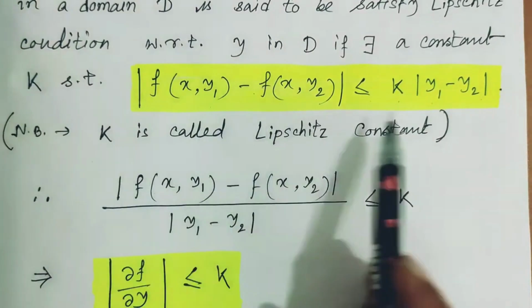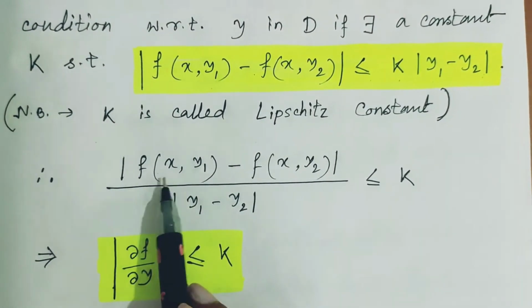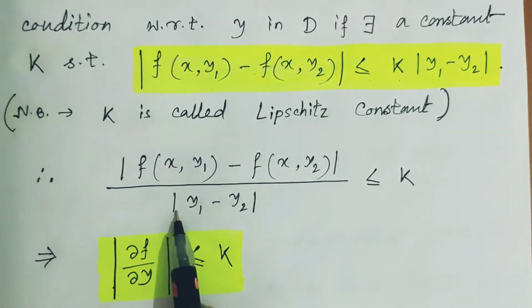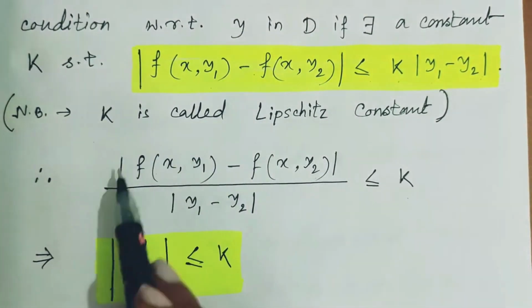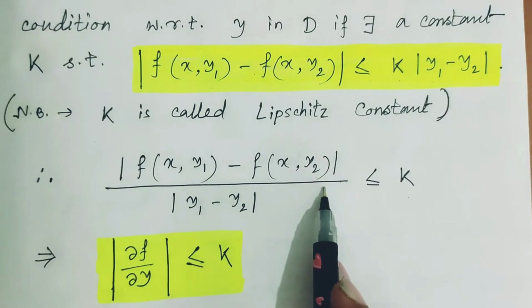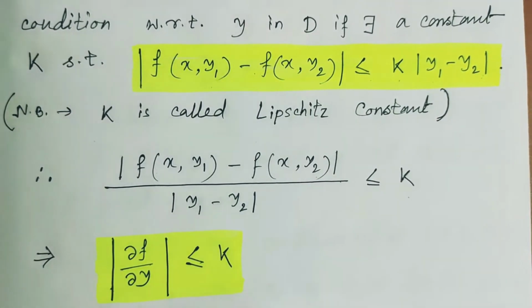So this expression we can rewrite in this format: mod of f of x comma y1 minus f of x comma y2, divided by mod of y1 minus y2, is less than or equal to k. This is nothing but the partial derivative of f with respect to y. So we can write mod of del f by del y is less than or equal to k.